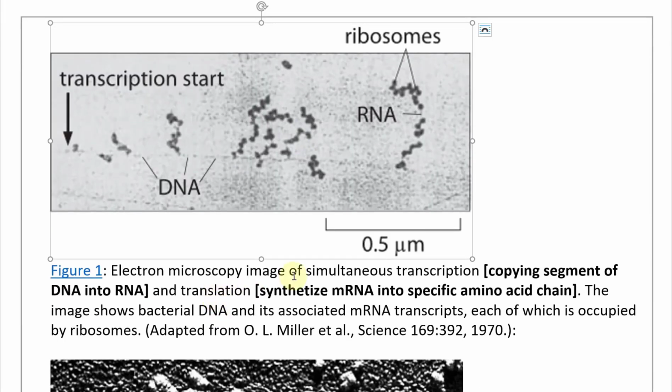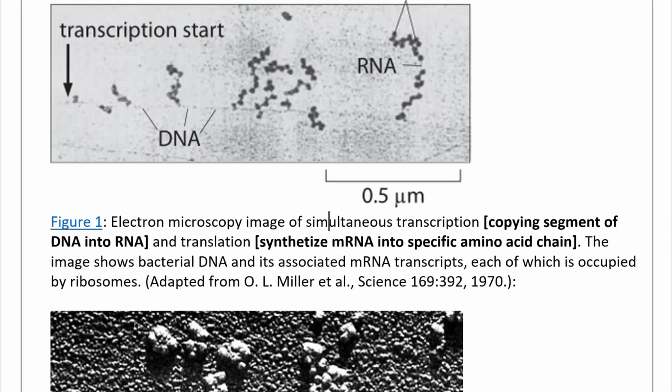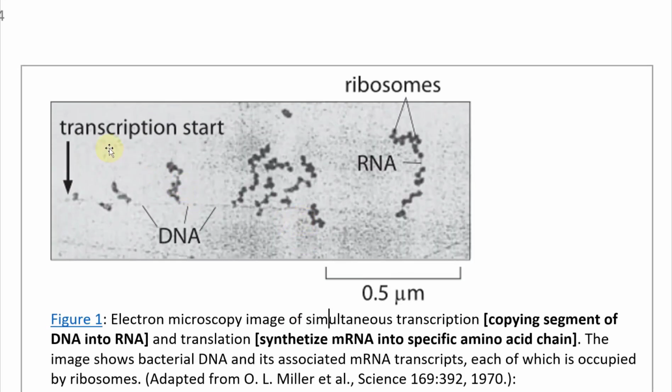Now here's another image of it. Here's figure 1, an electron microscopy image of simultaneous transcription, which is copying a segment of DNA into RNA, and translation, which is synthesizing mRNA into a specific amino acid chain to make proteins or polypeptide chains. The image shows bacterial DNA and its associated mRNA transcripts, each of which is occupied by ribosomes. This image was adapted from O.L. Miller et al., Science, 1970, and this figure is from books.bionumbers.org.